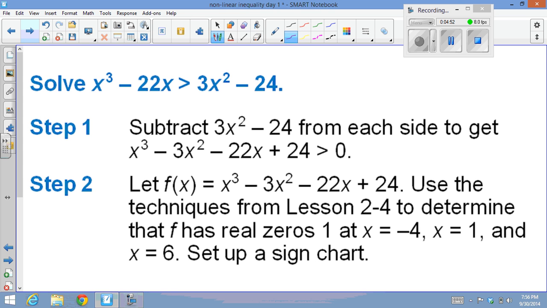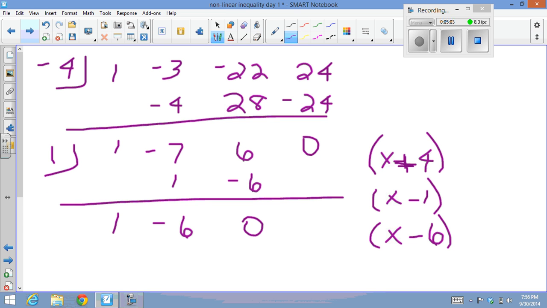Well, looky that. I already told you that the zeros are going to be at -4, 1, and 6. So if I do my synthetic division, I would get that. So that's how I could verify that the -4 does divide evenly, the 1 goes in evenly, and then I have x minus 6. So there are my factors of that polynomial, the cubic polynomial that I have.